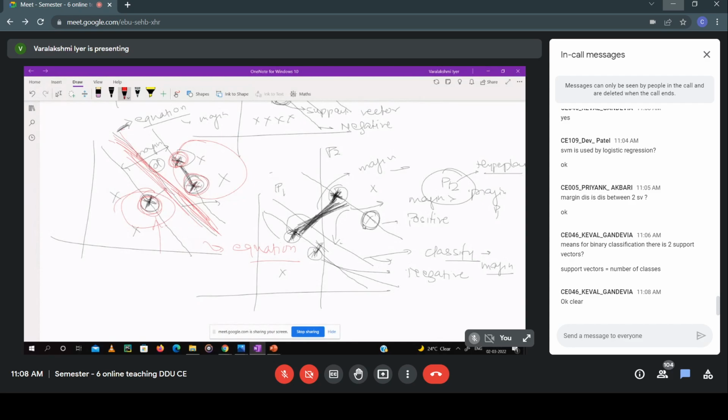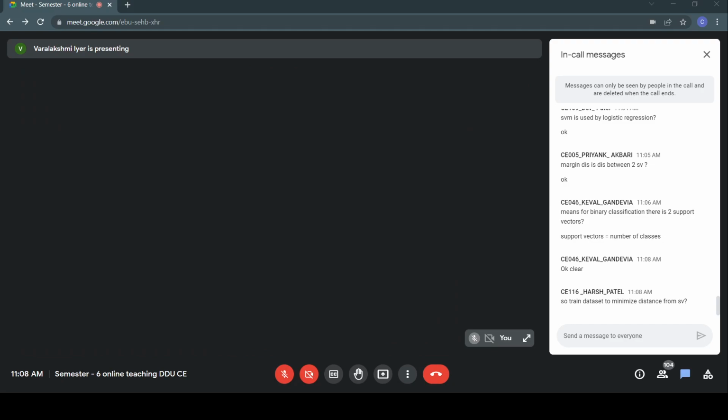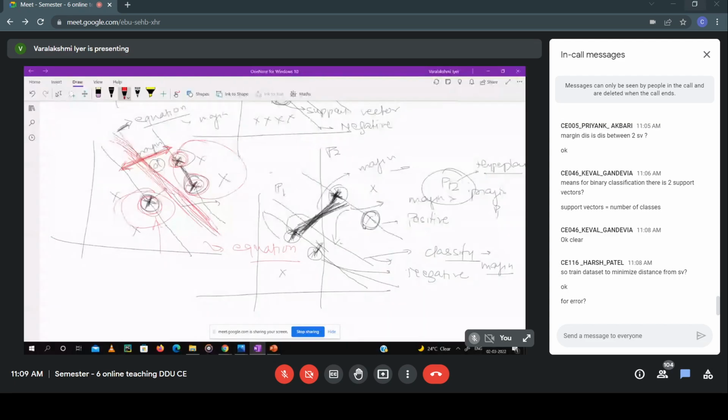All right. So now we are trying to maximize the margin distance. So train the data set to minimize the distance from support vectors. No, actually maximize the distance. We are trying to maximize the distance from support vectors. Yes or no? Right now, what we are trying to identify is we are trying to maximize this margin, whichever hyperplane equation we will be identifying.